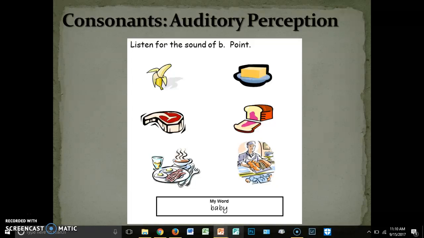Kathy discovered in her food unit a lot of words that began with the letter B, and she used computer clip art to create this simple listen for the sound of B and point to the word. Notice that I'm not saying listen for B, because that's not what they hear, right? They hear B. But if I say B, that's a sound out of context. So listen for the sound of B and point. So if she said bread, the student would point to the bread. If she said breakfast, they would point to the breakfast.